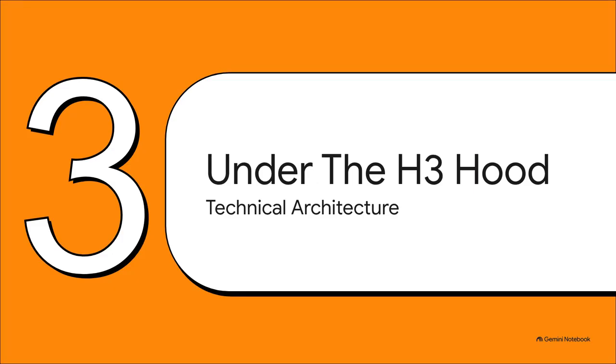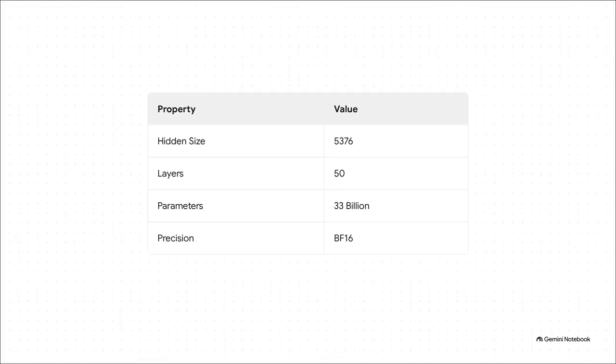With that context in mind, let's see what all that money actually bought in Section 3, under the H3 hood, technical architecture. We're going to break down the actual mechanics of this massive model. All right, let's get into the core specs of this diffusion transformer. It's got a hidden size of 5376, operates across 50 layers, and boasts a whopping 33 billion parameters. And crucially, its native precision is BF16. That's brain floating point 16-bit.